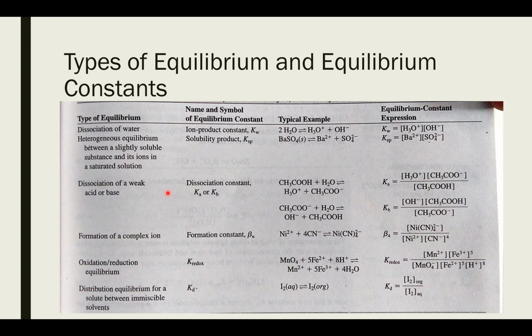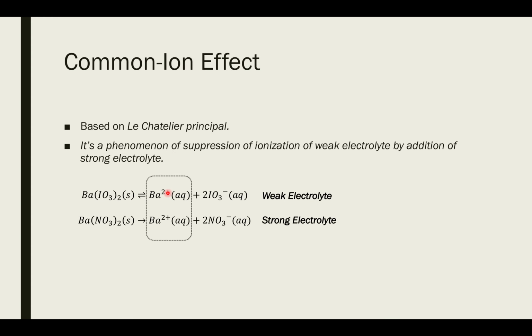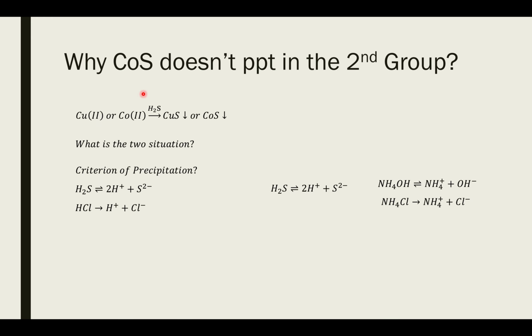So let me go back to the question. The question asks why cobalt sulfide is in the fourth group. Probably I'll write it down, then you would be able to understand. Cobalt is in the fourth group. So why doesn't cobalt sulfide precipitate in the second group?